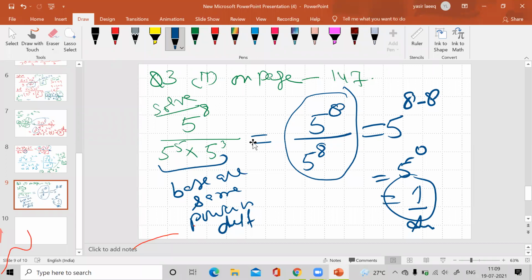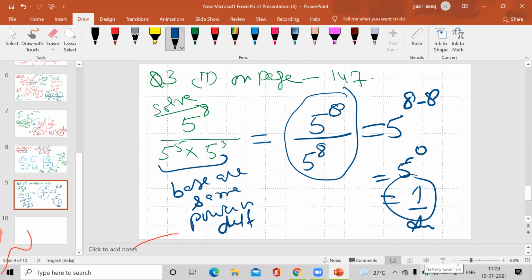So if anyone has completed it, now try question number 4, part 1, on page 147. Question number 4, part 1, right? Yes, do it and send it to me.